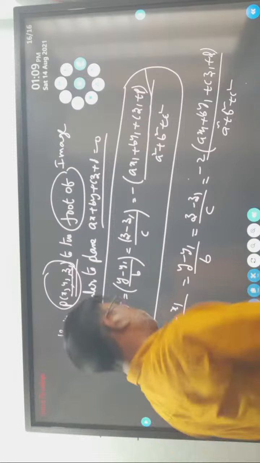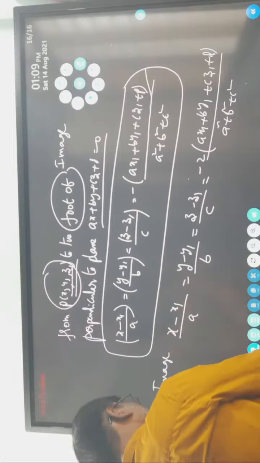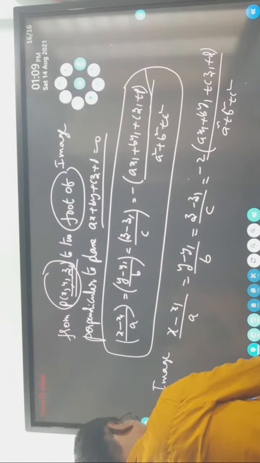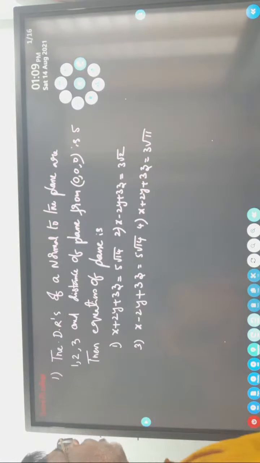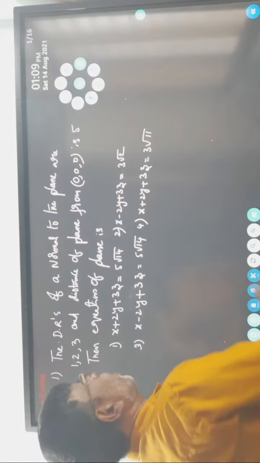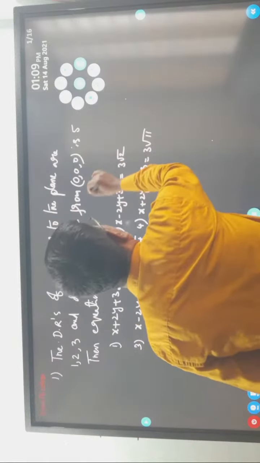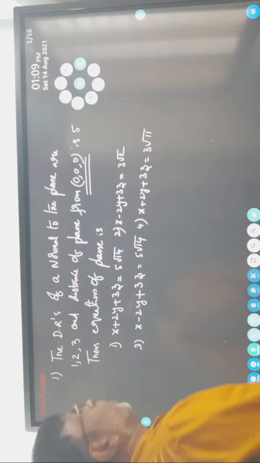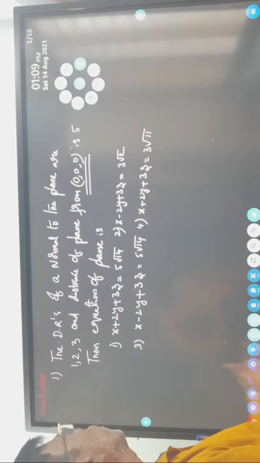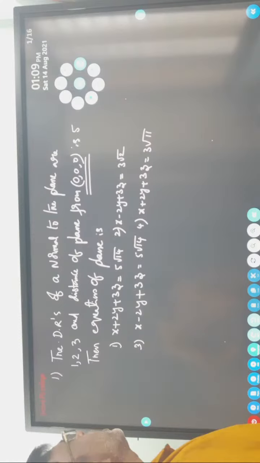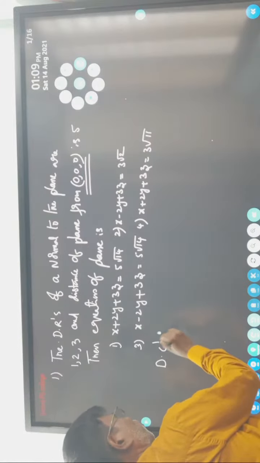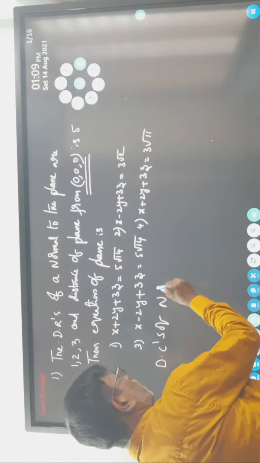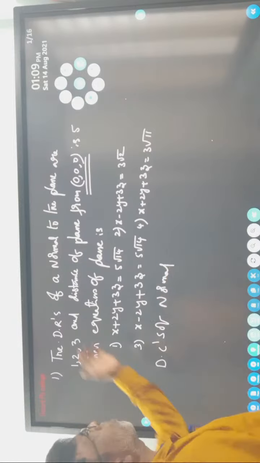Now let me explain some problems based on this. We are solving a few problems about this. First problem: this is the question. The DRs of the normal of the plane are 1, 2, 3 and the distance of the plane from the origin is 5. So now we can take the formula directly. First we have to find the DCs of the normal, given the DRs of the normal.